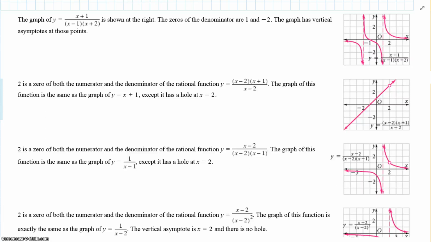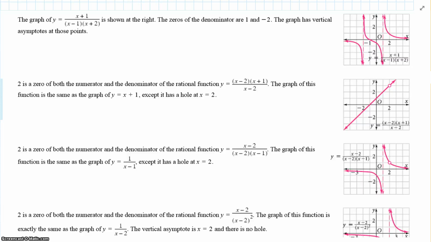So whatever the denominator cannot be in some graphs will be the asymptotes, vertical asymptotes. Okay, let's look at the second one. 2 is a 0 for both the numerator and the denominator for the function y equals (x minus 2)(x plus 2) all over x minus 2. The graph of this function can be simplified as y equals x plus 1, but it has a hole at 2. There's no vertical asymptote there.